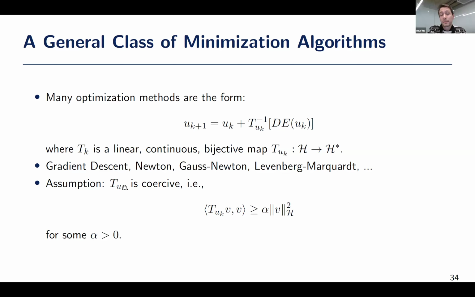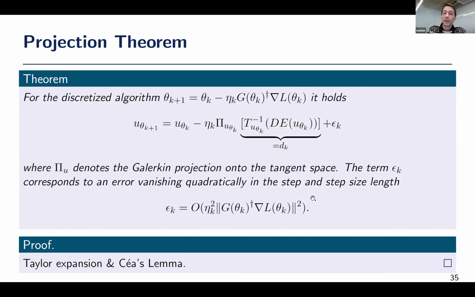And then if we assume that this map T here is coercive, then we have a theorem on what we're actually doing on the discretized level. Our discretized algorithms all looked like this: you update your parameters theta by a rule like this, where you invert this matrix and apply it to the gradient. Under the assumption of coercivity on T, you can say that this is really a Galerkin projection of the function space direction onto the neural network tangent space.